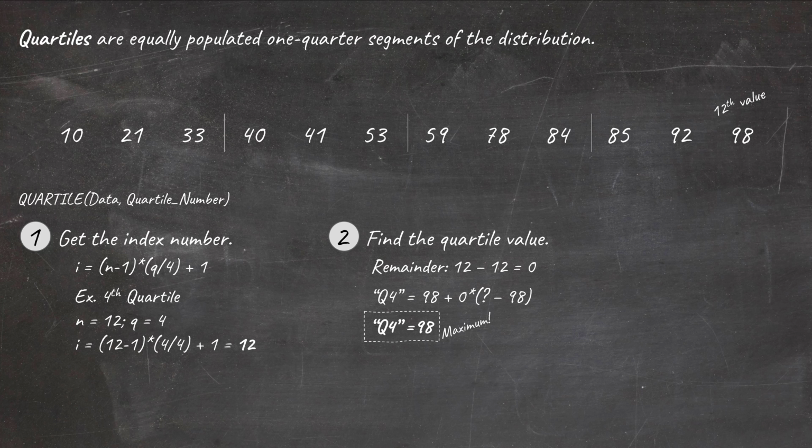If you plug in 0 for Q, you'll end up getting 10, the minimum number. But I recommend you try that on your own just to double check that you're getting it.